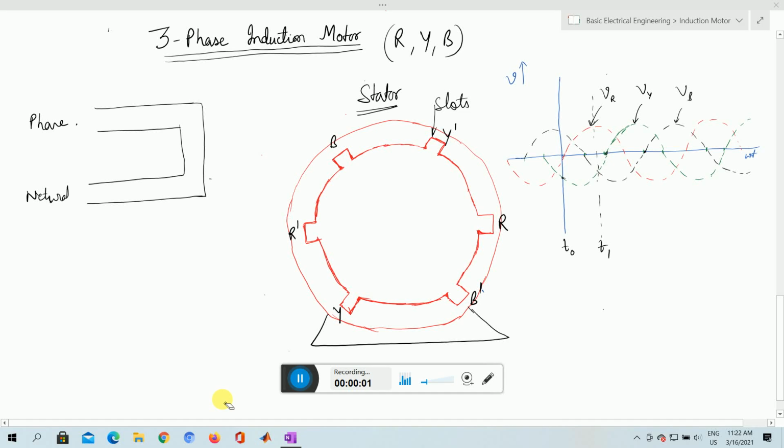Welcome to another video of Basic Electrical Engineering. In this video we are going to learn about the working of the induction motor, along with the construction of the induction motor. Here we discuss the three-phase induction motor.